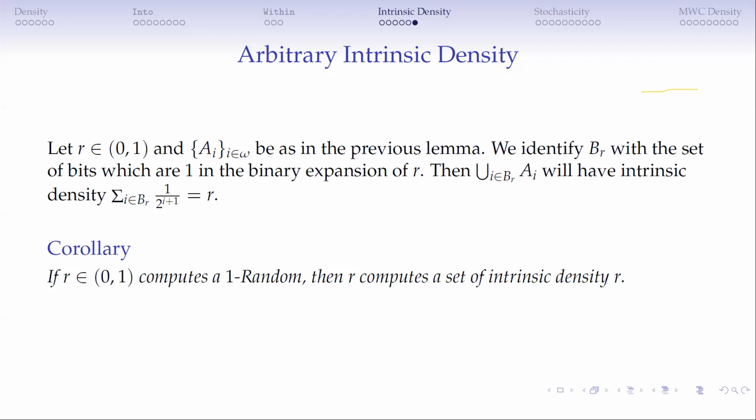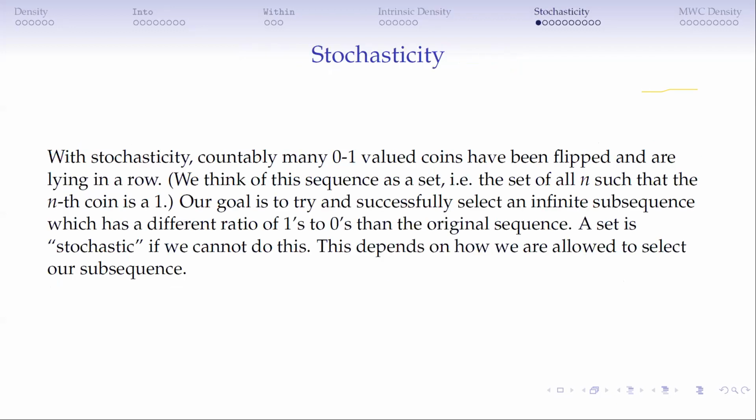Okay, so that's sort of the end goal of what we set out to do with intrinsic density. So now we're going to shift gears and talk about the last concept in my title, which is stochasticity. The idea of stochasticity is that we have a list of countably many 0-1 valued coins that have been flipped, and we can see them laid out in front of us. We're identifying the sequence here with a set, the set of n such that the nth coin is a 1.